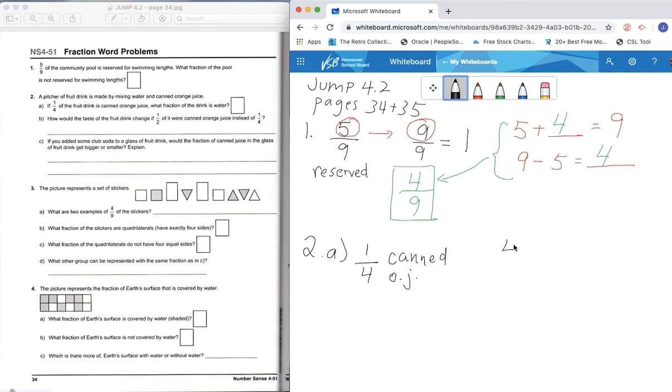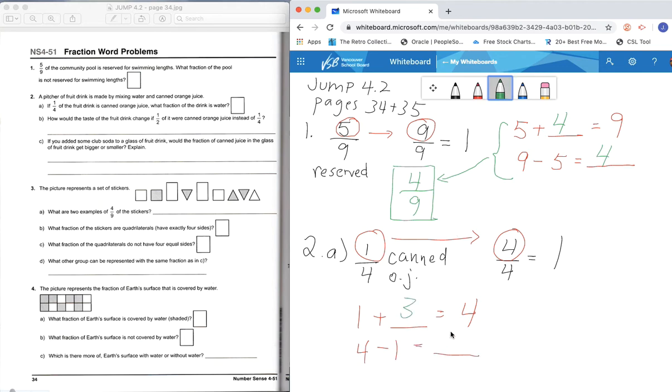So again, you need to know that 4 over 4 equals 1 whole. So you're trying to get from 1 to 4. So that means you can do 1 plus something equals 4, or you can do 4 minus 1 equals your answer. So the answer is 3. So again, the 3 is your numerator, and the denominator stays the same at 4. So you would write 3/4 in the box there. So that means 3/4 of the drink is water.